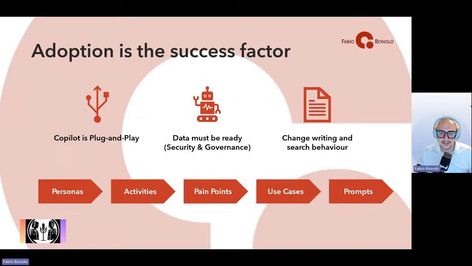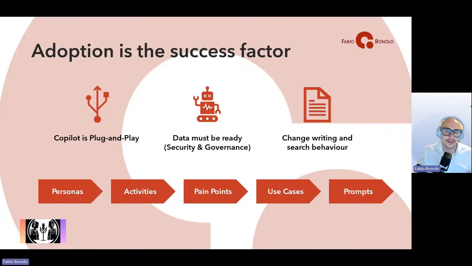For me, the situation is very clear. Adoption is the success factor. Because in practice, we are not talking about a technical implementation here. No, Copilot works entirely on the classic plug and play approach. So if you license Copilot, you just wait like 10 or 20 minutes and the icon appears in your Microsoft 365 apps. Without a doubt, it is a change project.